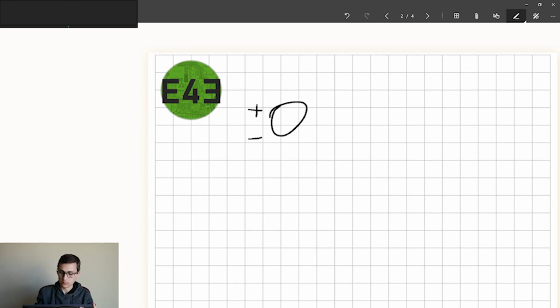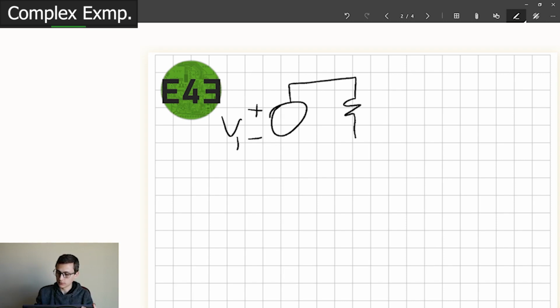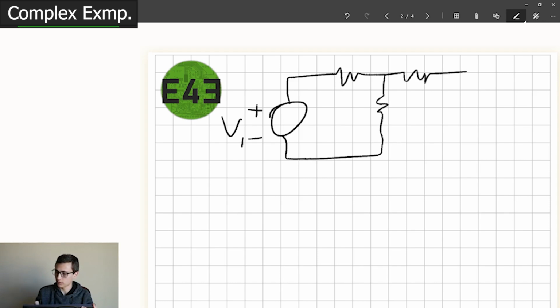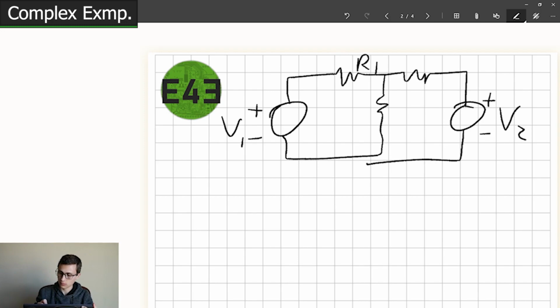So let's say we've got V1, and then let's say we've got a resistor. Let's say we have a resistor here. And then we have a resistor here, then a resistor here, and a voltage source. I think we did something similar to this before. So we've got V1, V2, R1, R2, R3. Here's our ground reference. Let's go ahead and apply signs to all of these components.